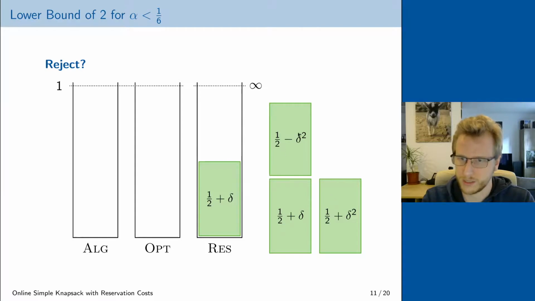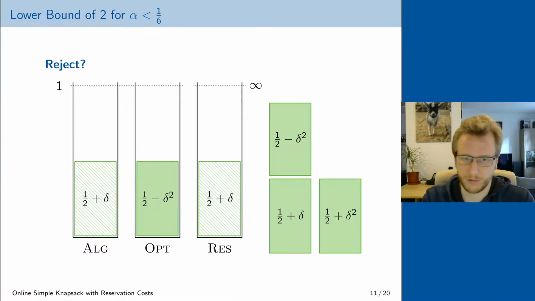And we cannot pick this item, but we of course could pick this item. And now the instance ends. So the best that we can do is pick the bigger one of the two that we have available, this one and this one. We would pick this one because this is a little bit bigger. And of course, the optimal offline algorithm would pick these two items for its knapsack.